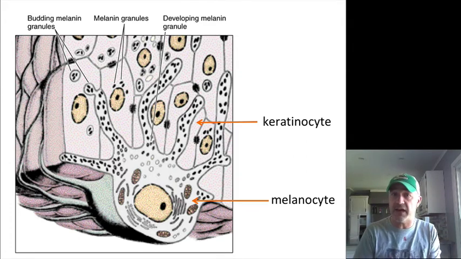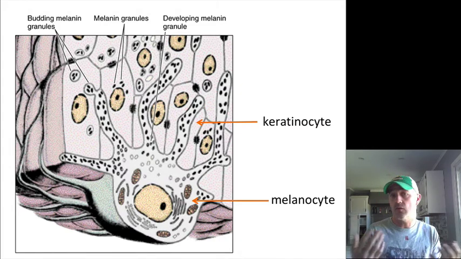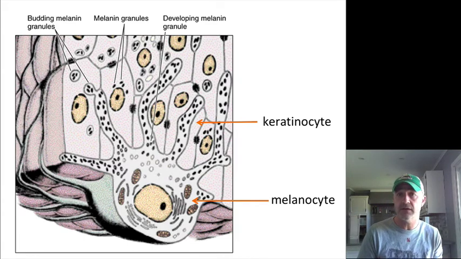Again, we're protecting the dividing cells because what cells can get cancer? Dividing cells. One of the things you won't see is you will never see a skin cancer of the stratum corneum. The main reason is the stratum corneum is dead.